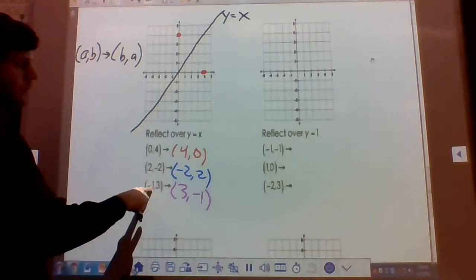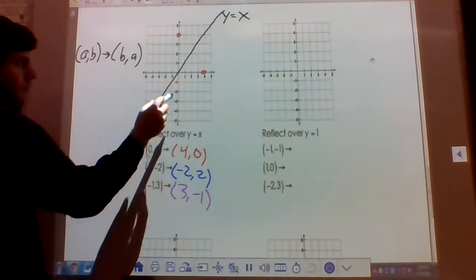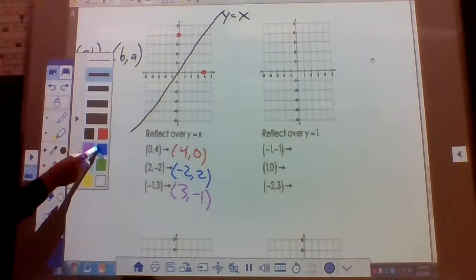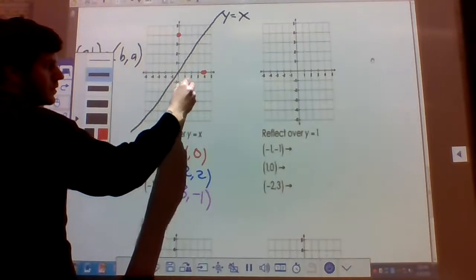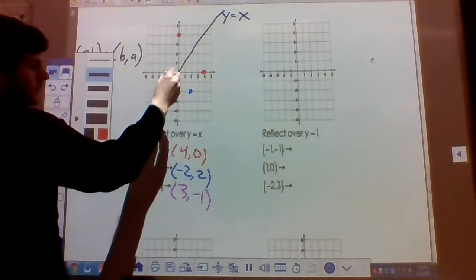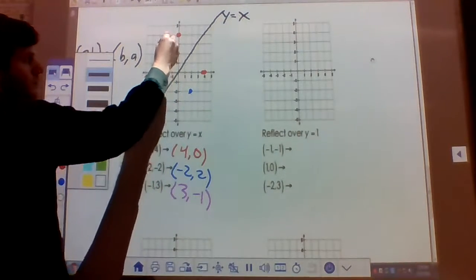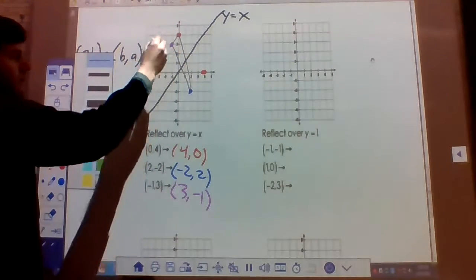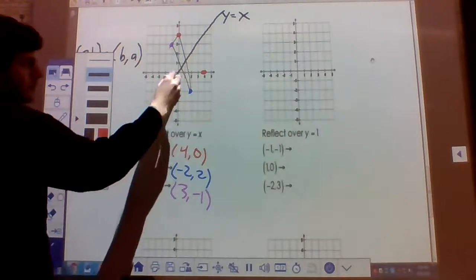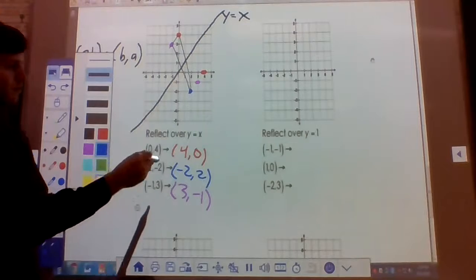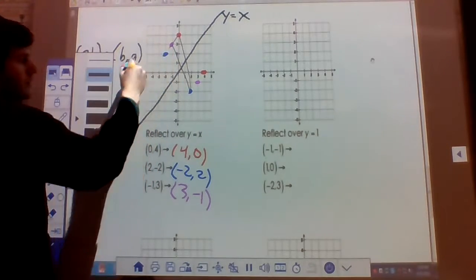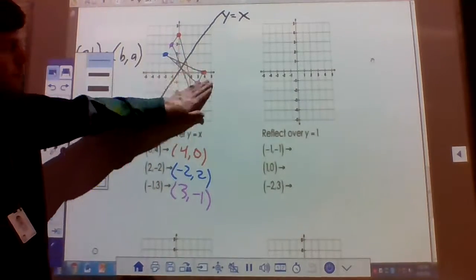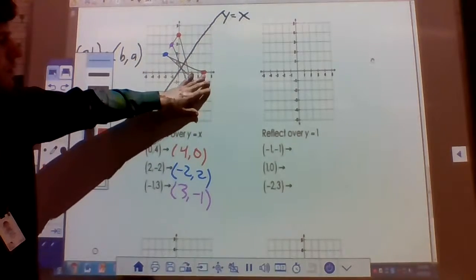Okay, and we can map all these. Let's map all the original ones first. So 2, negative 2, and then negative 1, 3. So here's your original. Okay, and then our flipped one is going to be right. So if you look, it's going to be symmetric on both sides. So if you flip this side down, it's going to match up perfectly with that side.